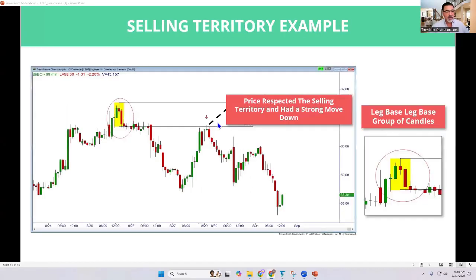Okay? Now, here again, a nice little example. We love to have a trade like this, a desired trade. Price rallies right up, finds the sellers, and comes right back down. But in order to get into a trade here, we would have to look on the left-hand side of the chart and locate leg in, base, leg out, base. And what we keep finding is that price respects those areas, okay?